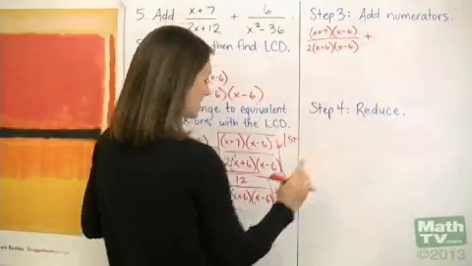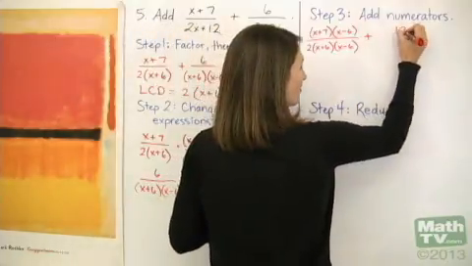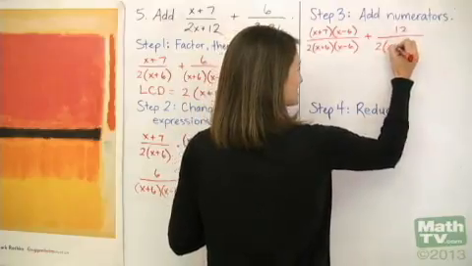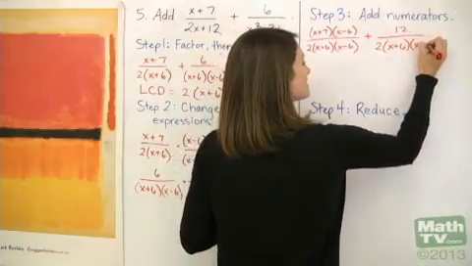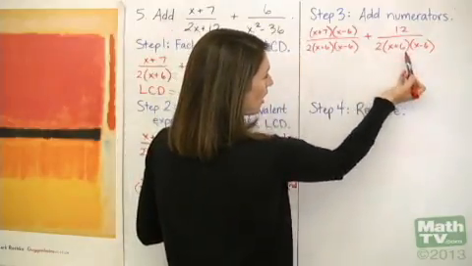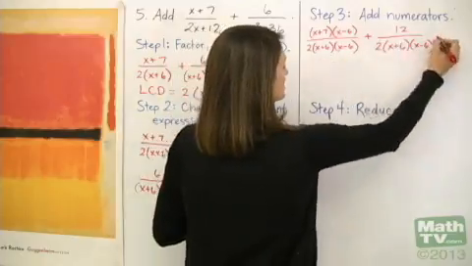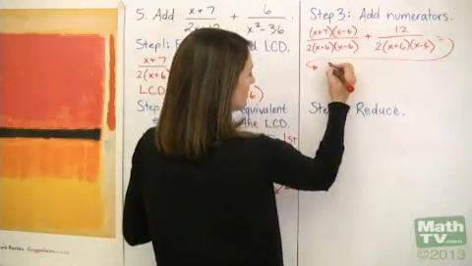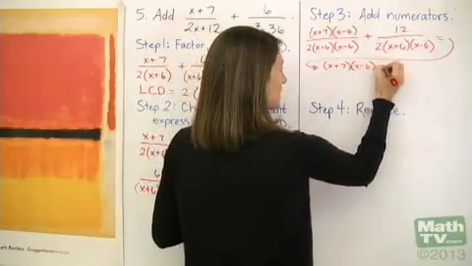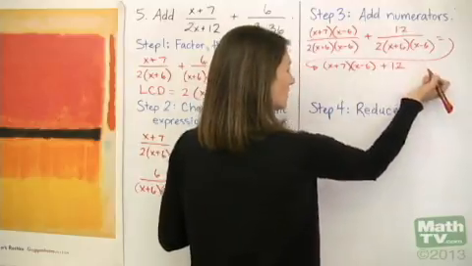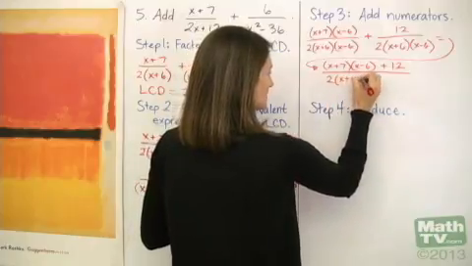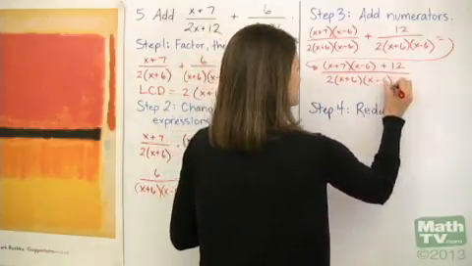And then we're adding our second equivalent fraction, which is 12 over our common denominator, 2(x + 6)(x - 6). So again, we're going to add our numerators here and put them over our common denominator. And this gives, I'm going to write it all the way down here, (x + 7)(x - 6) + 12, and that's all over our LCD, 2(x + 6)(x - 6).